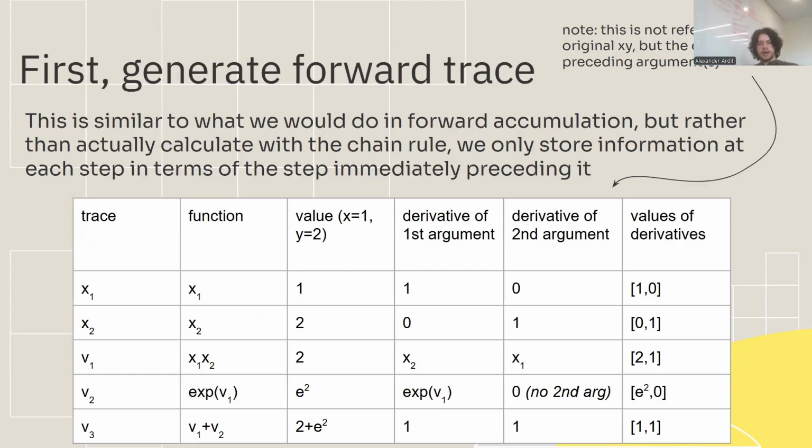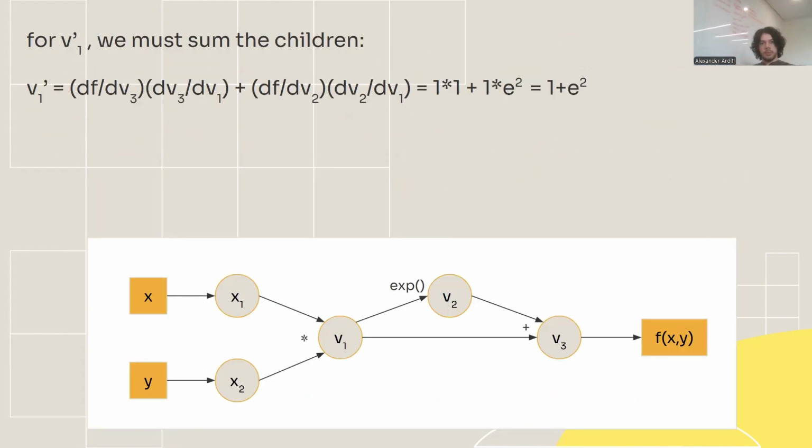So if you have v3 here, and its arguments are v1 and v2, we calculated that the derivative with respect to the first argument, v3 over v1, is just 1. And so that's what we're doing here, by the way. We're using these values that we already calculated during the forward pass. So I'll go back here.